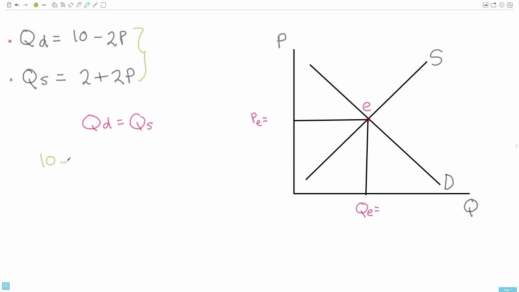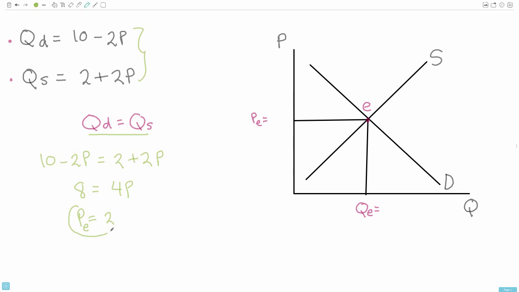So 10 minus 2p is equal to 2 plus 2p. All I'm doing is equating the first and the second equations. And then, well, you just simplify. 8 is equal to 4p. And solving for p gives you that the price of equilibrium is equal to 2.